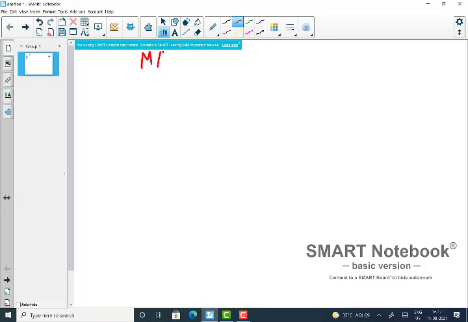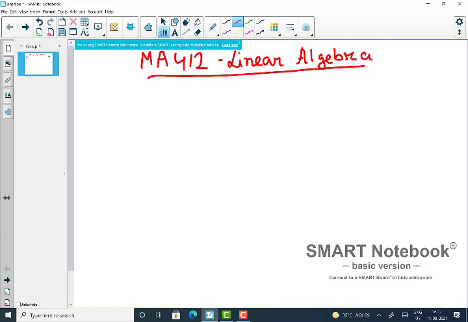So this is course number MA412, linear algebra, and this is lecture number 5. Okay. And today we are going to learn one of the very important ideas in linear algebra, called linear transformation or linear maps.